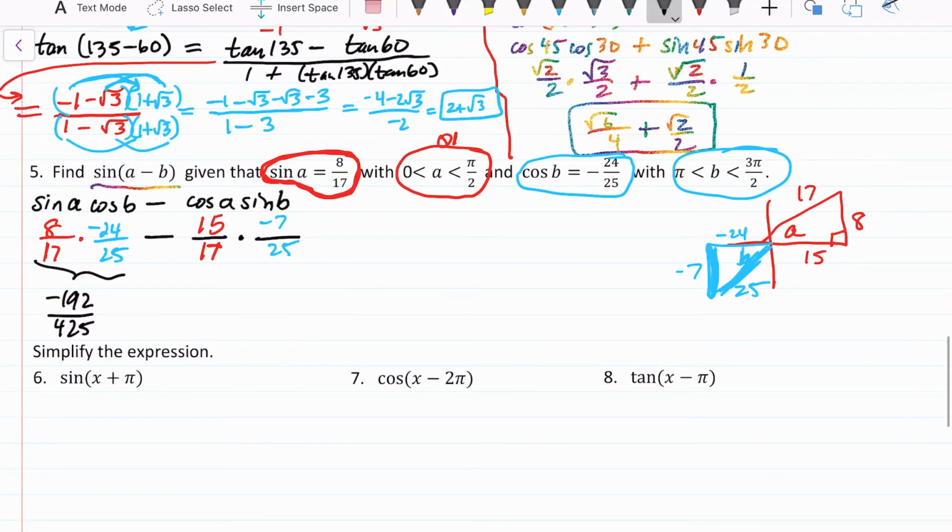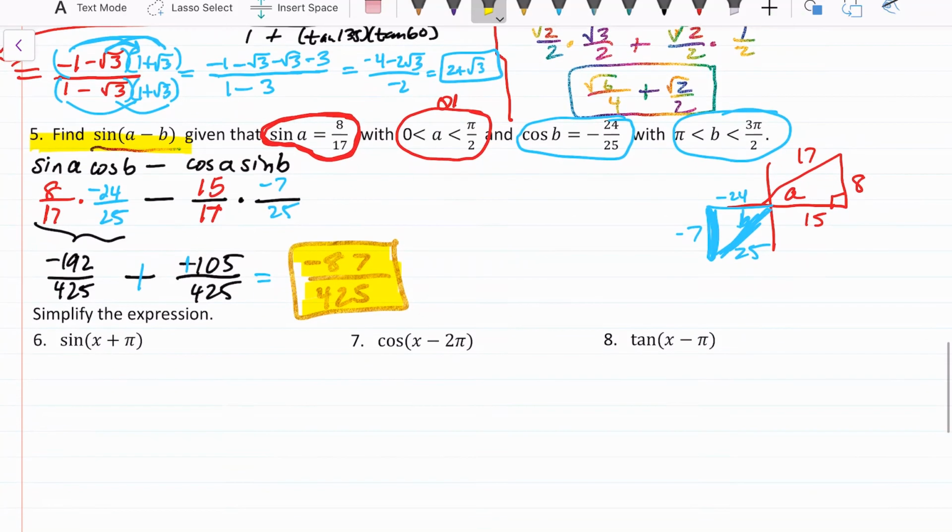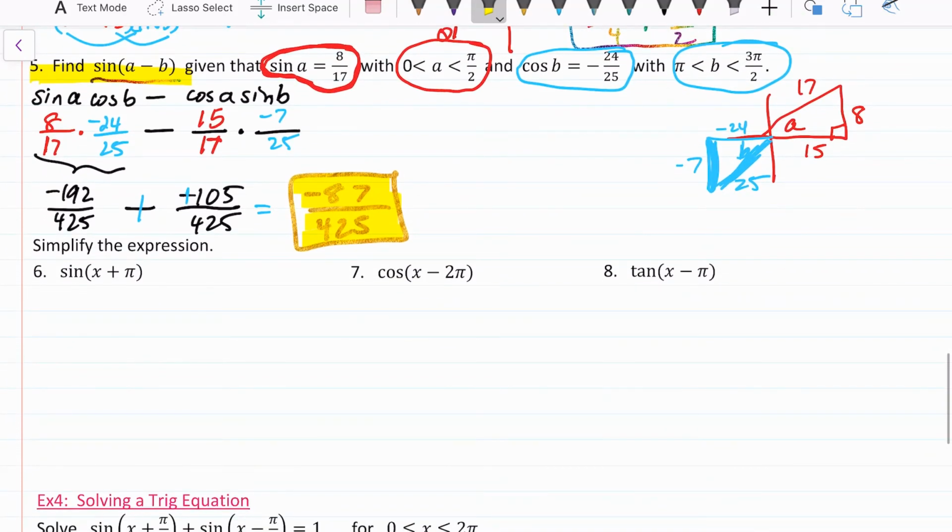And if I multiply these two together, this will give me negative 105 over 425. And again, I could reduce those, but I'm not going to. This minus and this minus become plus, and that gives me negative 87 over 425. And that is the answer for sine. The reason I'm going over these faster is because I'm assuming you went over them first. Again, you can pause it if you need to.